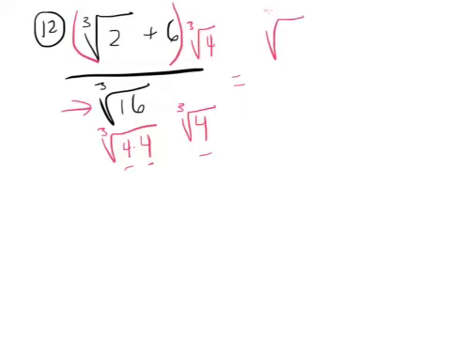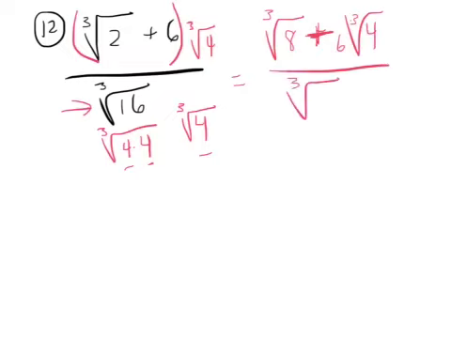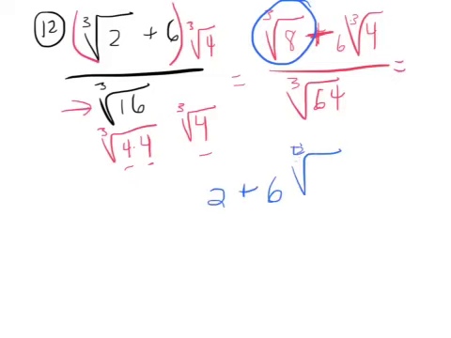In the numerator, it's going to give me the cube root of 4 times 2, which is 8, plus 6 cube root of 4, over the cube root of 64. And now simplifying, the cube root of 8 is 2, plus 6 cube root of 4. Sorry about that. And the cube root of 64 is 4. Let me just clean that up a little bit. There we go.